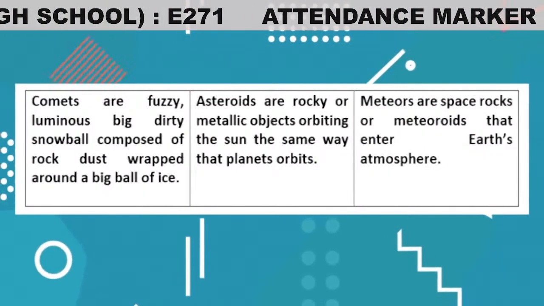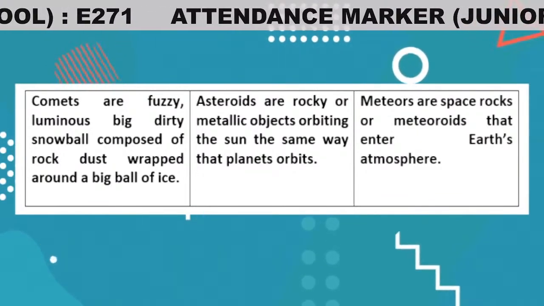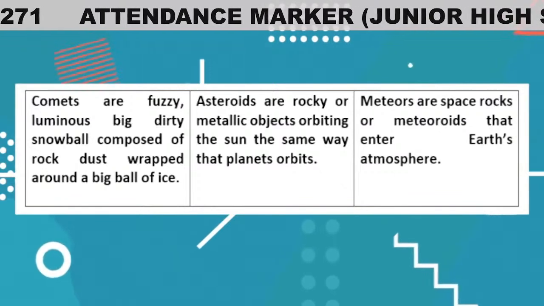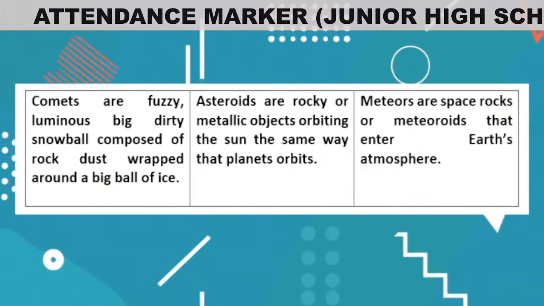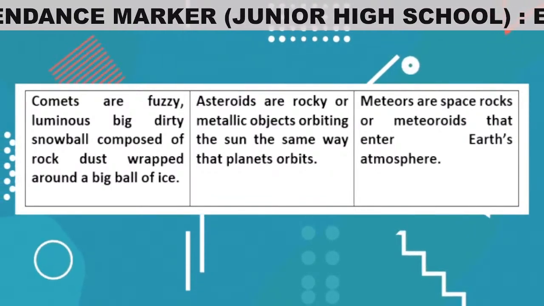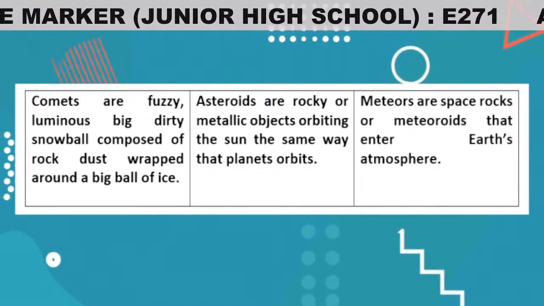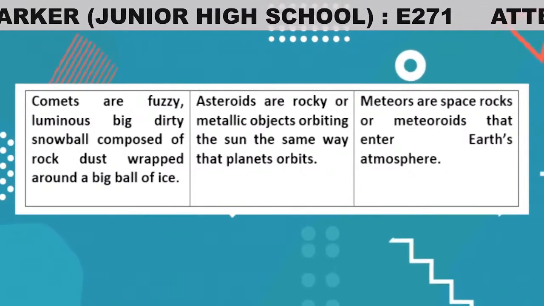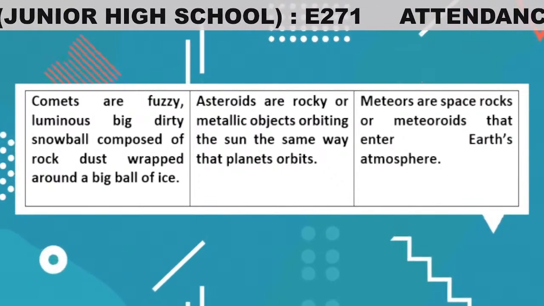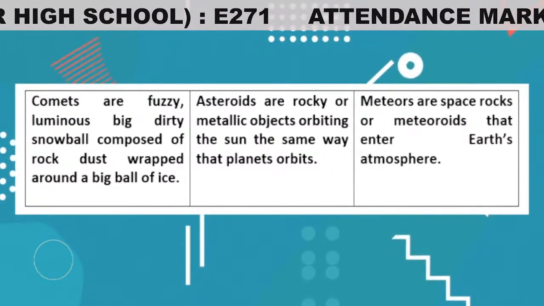As a summary, comets, asteroids, and meteors have different characteristics and have a significant relationship with each other. The table shows the difference among comets, asteroids, and meteors. Comets are fuzzy, luminous, big dirty snowballs composed of rock dust wrapped around a big ball of ice. Asteroids are rocky or metallic objects orbiting the Sun the same way that planets orbit. Lastly, meteors are space rocks or meteoroids that enter Earth's atmosphere.